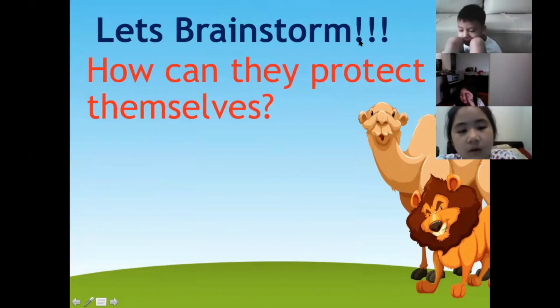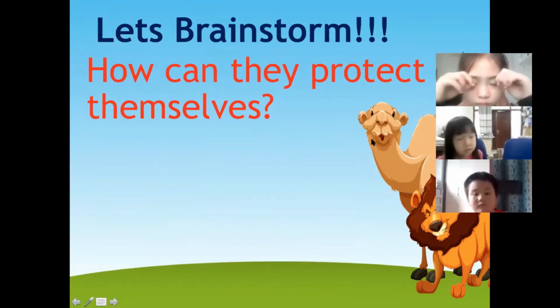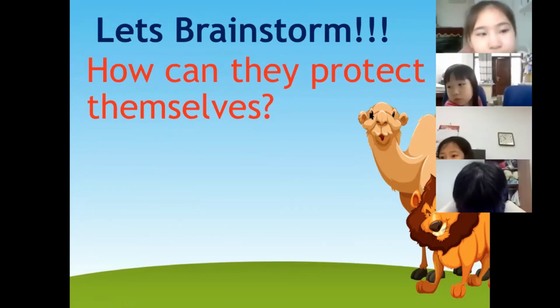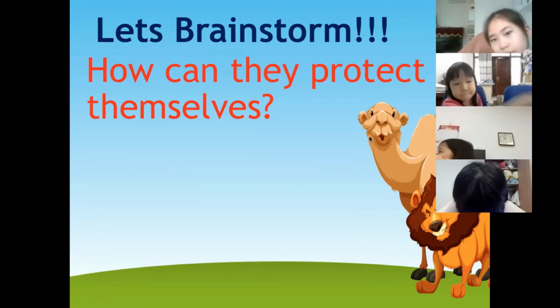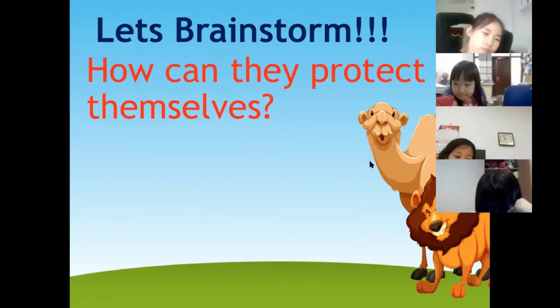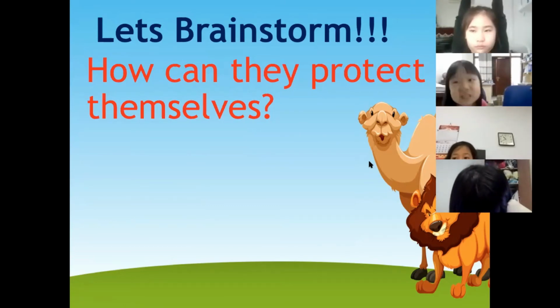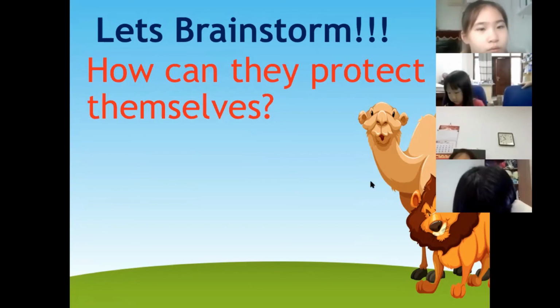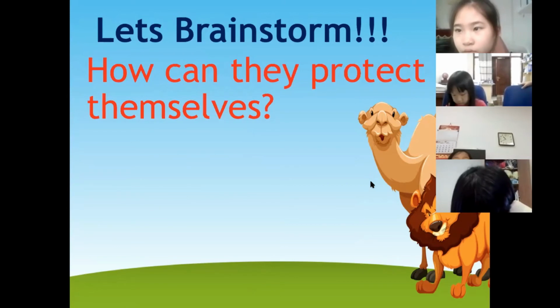How can they protect themselves? How can animals protect themselves? All right, what about Bo? They need shelter. Yeah, excellent. Maybe they have shelter. How else can animals protect themselves, Michael? Some can camouflage. Some hide from predators. Very good. Some have camouflage, some hide from predators.